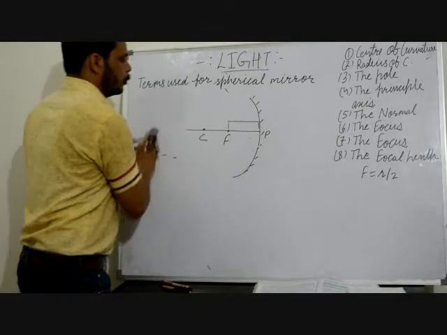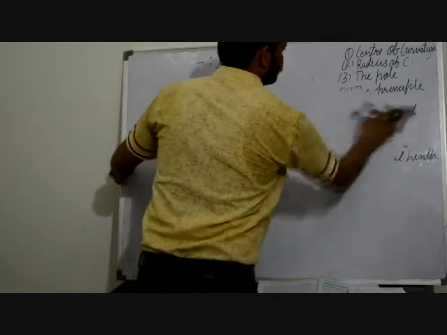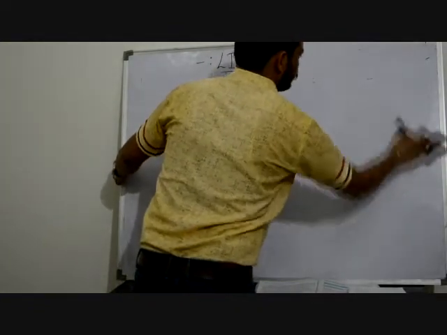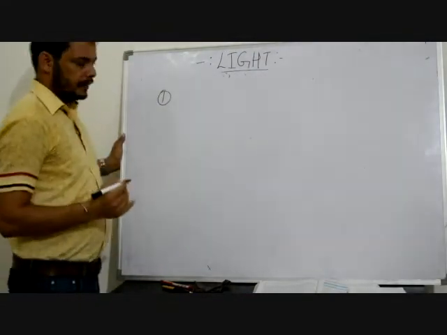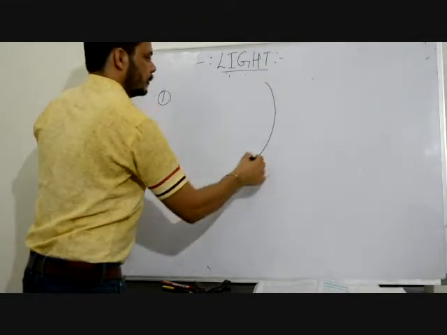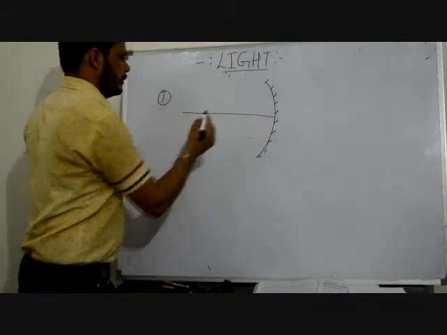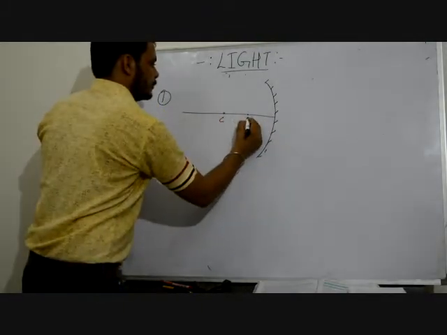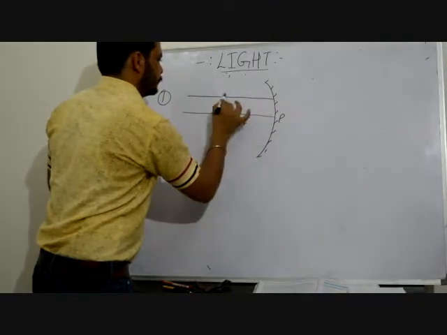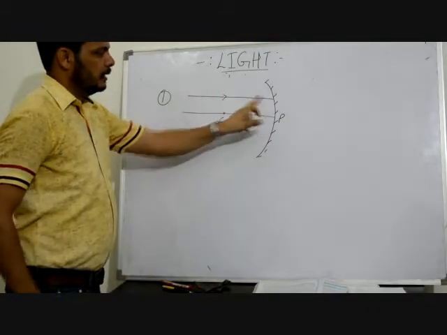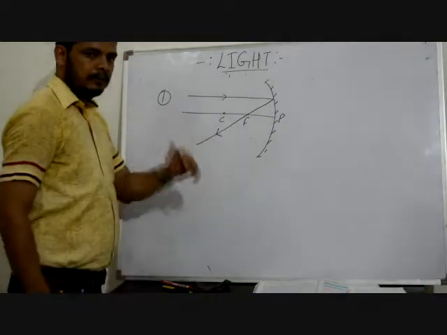Let's now understand one more thing, the laws of reflection in spherical mirrors. So the first law: this is our center of curvature, this is the focus, and this is the pole. Any ray which is parallel to the principal axis will, after reflection, go through the focus. This is the first law.